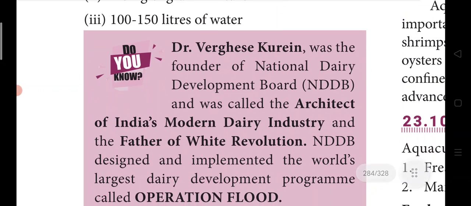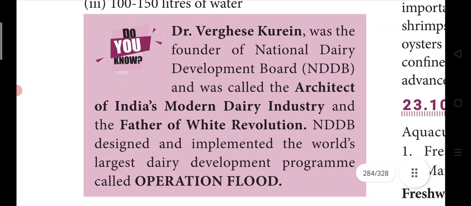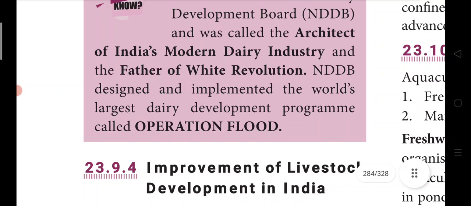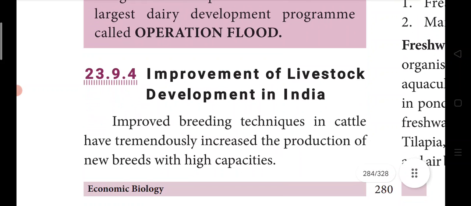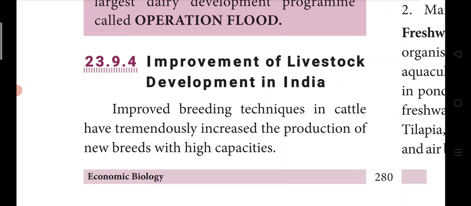Dr. Verghese Kurien was founder of the National Dairy Development Board and was called the architect of India's modern dairy industry and the father of the white revolution. So NDDB designed and implemented the world's largest dairy development program called Operation Flood. Improvement of livestock development in India.